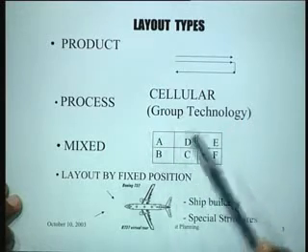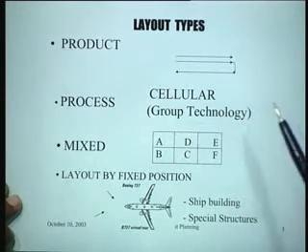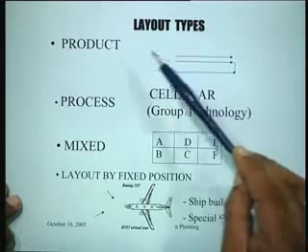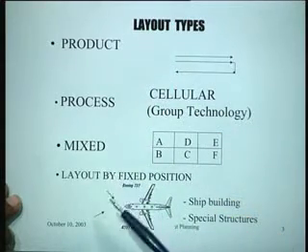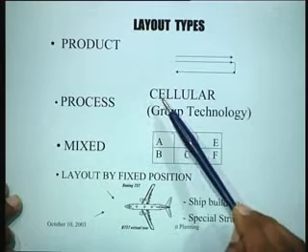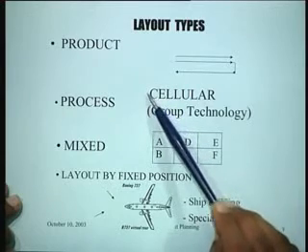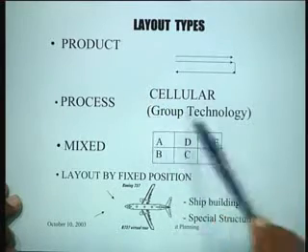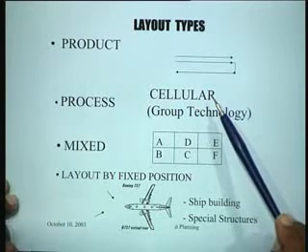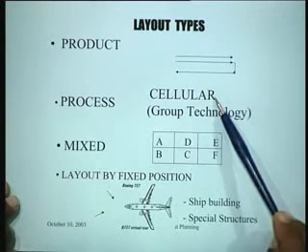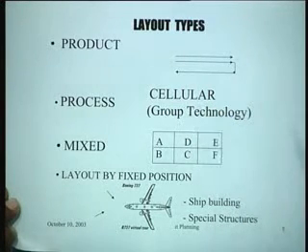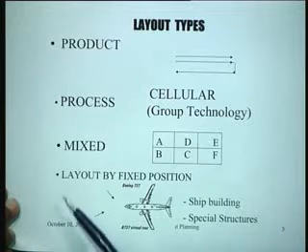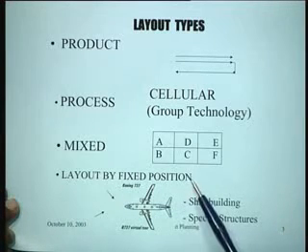So the motivation behind the cellular layout is that we try to get the advantages of both product layouts and process layouts. That means you get the variety of the process layout, and you try to get the speeds by this grouping of parts which are all then processed in various kinds of cells. And then we talk about layout by fixed position.